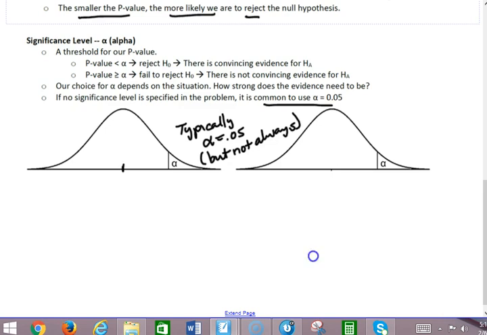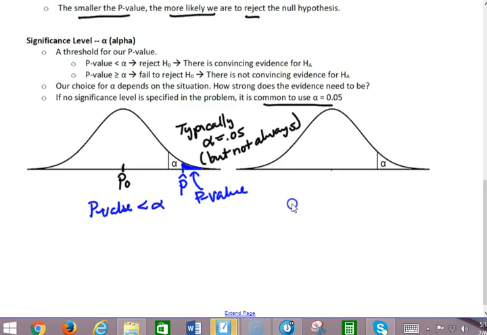Okay, so let's think about this. Let's say we have some p naught, and we get a p hat, and my p hat ends up right here. Well, if p hat is right here, then my p-value would be the area under the curve represented by this blue shaded area. And you can see here that the area shaded in for the p-value is less than the area shaded in for alpha. So we can say that the p-value is less than alpha, which means that p hat is sufficiently far away from p naught that I would reject the null hypothesis. Let me write this so it's legible: p-value less than alpha.